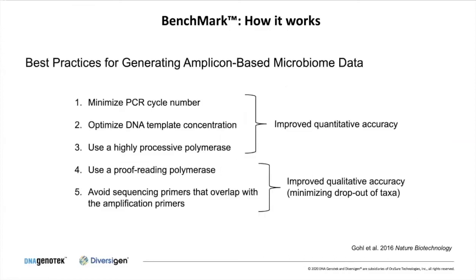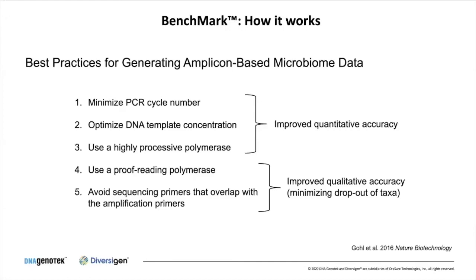In this publication, we laid out a number of best practices for generating amplicon-based microbiome data. These included some straightforward molecular optimizations to improve the quantitative accuracy, such as minimizing PCR cycle number and optimizing DNA template concentration to really try to reduce the effects of PCR biases. Using a highly processive polymerase also helps to really reduce the amount of PCR chimeras that are formed.